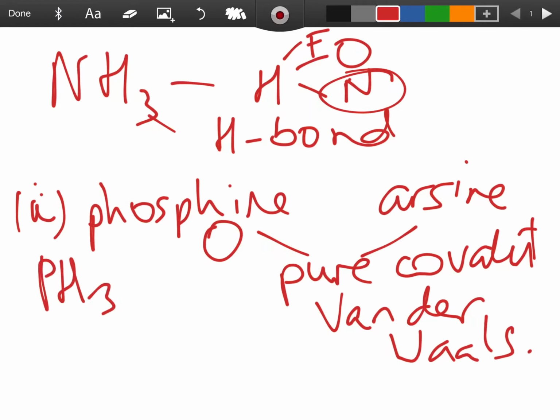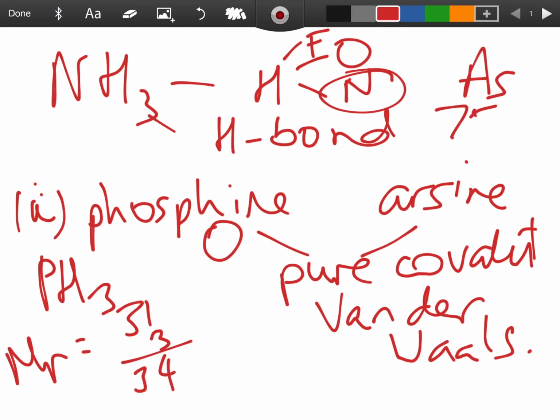But if you were to work out the Mr of phosphine, well, phosphorus is 31 and 3, so that's 34 for the Mr of phosphine. Whereas arsine, As is 75 and 3, so that would be 78. So arsine is a much larger molecule. Its relative molecular mass is much bigger, therefore it would have a higher boiling point.